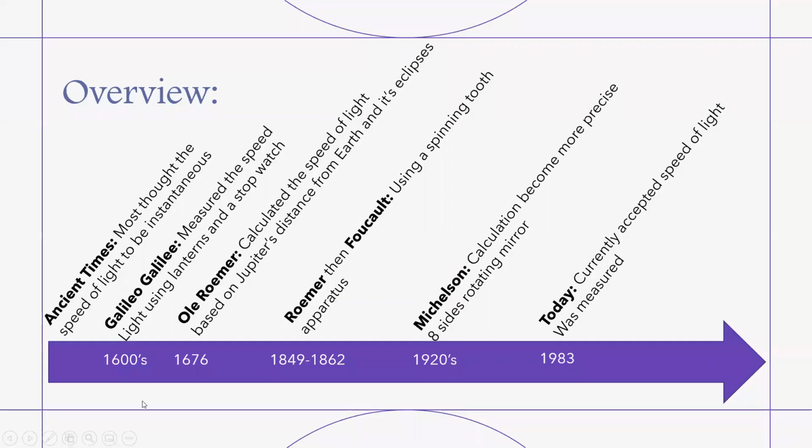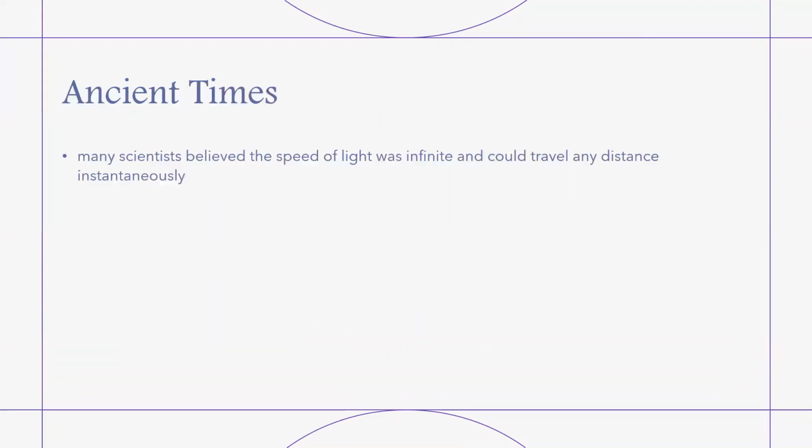So we're going to take you from ancient times through to the modern day approach to measuring the speed of light, and just demonstrate how the accepted value has changed over time, from being considered instantaneous through to 3 times 10 to the power of 8 meters per second. As I just mentioned, in ancient times, scientists actually believed the speed of light to be infinite. This means it's pretty much instantaneous.